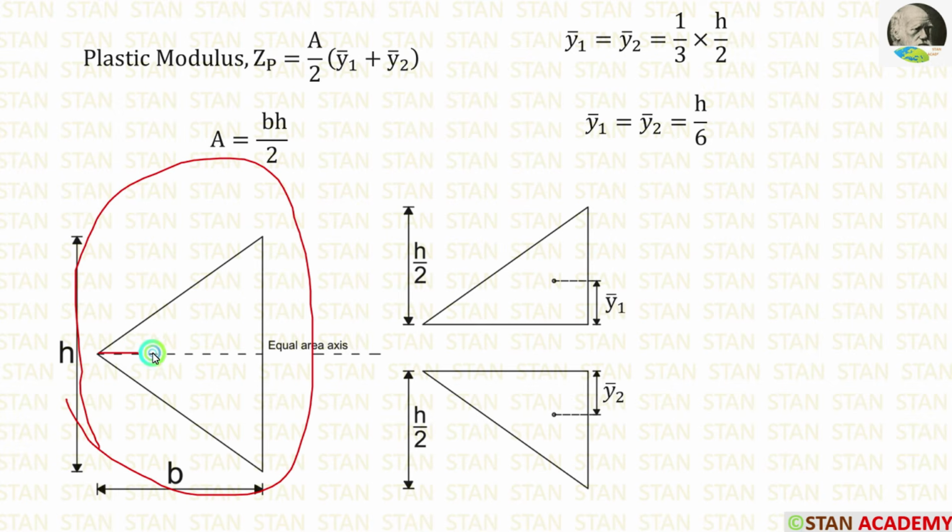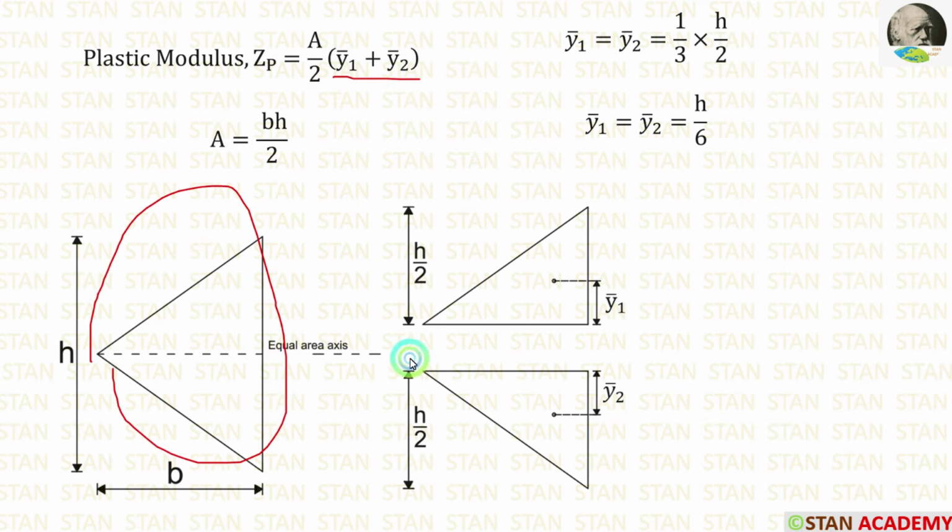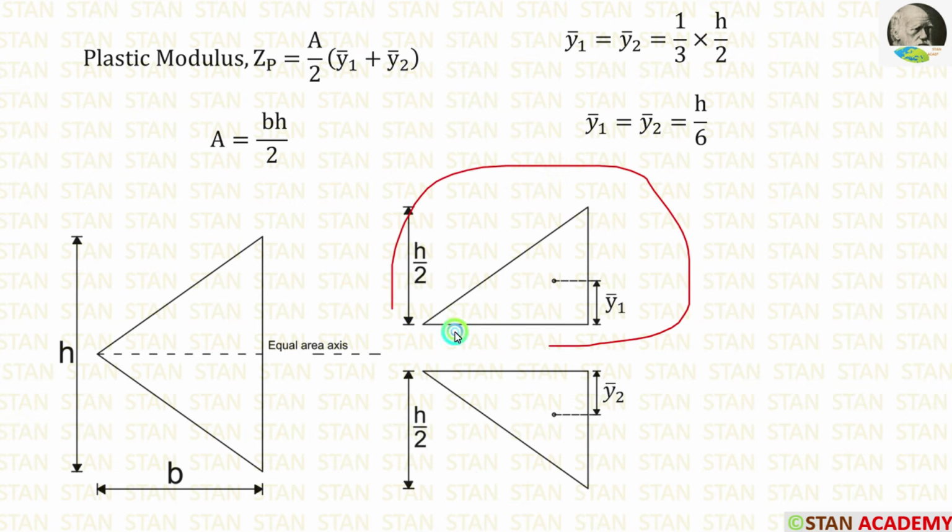The equal area axis lies on the center. About the equal area axis, we have to split the triangle into two parts. So for calculating y1 bar and y2 bar, we have split this triangle into two triangles. In the first triangle, let us calculate y1 bar. Y1 bar is the distance between the centroid to the base. The distance between the centroid to the base in a triangle is 1 by 3 into height. Here for the height we are having h by 2.